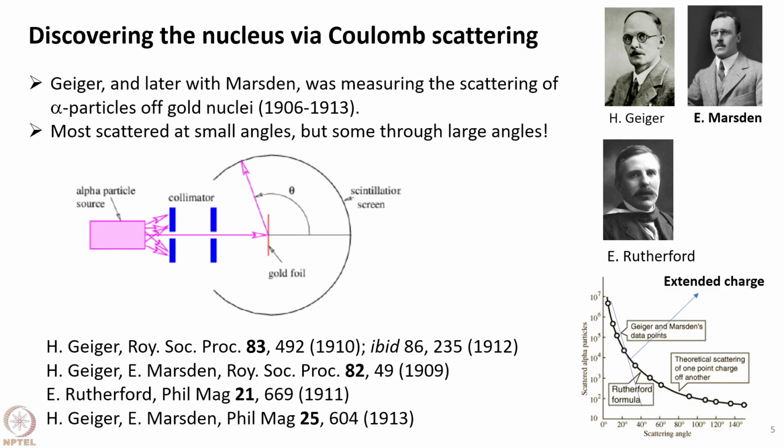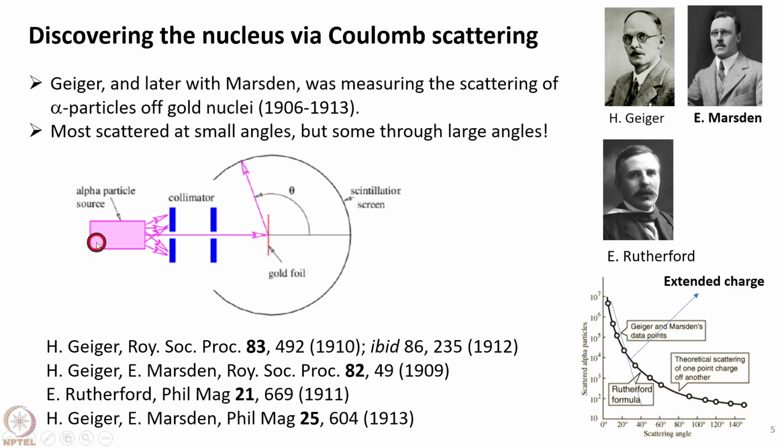He basically asked Geiger and then Marsden to measure the scattering of alpha particles off several nuclei, including gold. And this was done in a series of experiments from 1906 to 1913. And most of the scattering, of course, occurred at small angles, but some through large angles. So the apparatus that they used was the following.